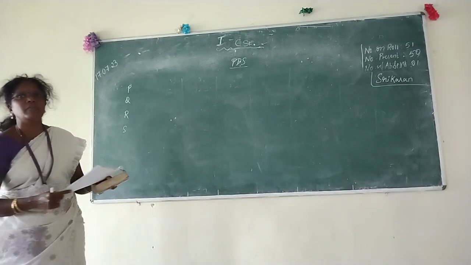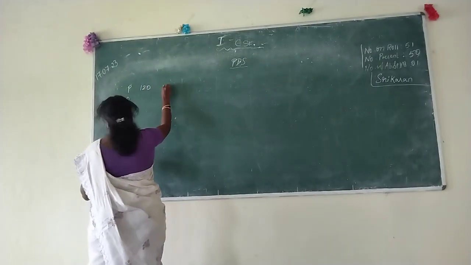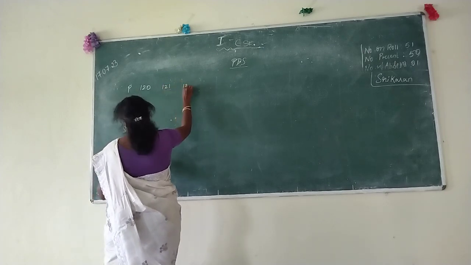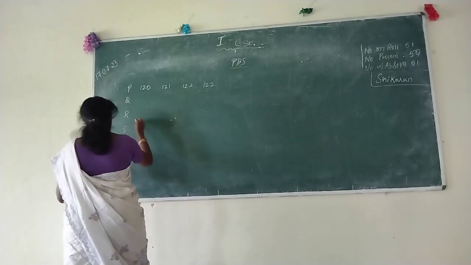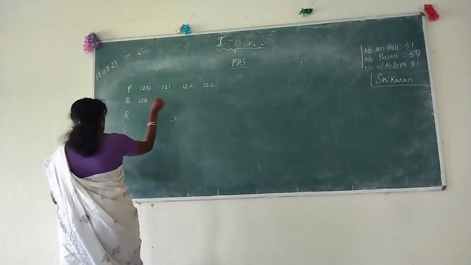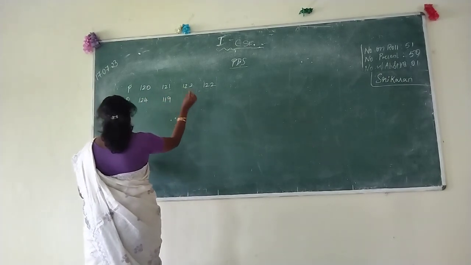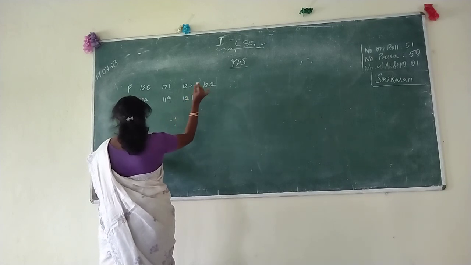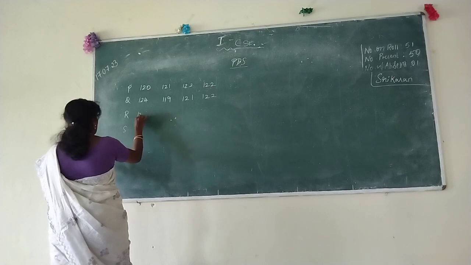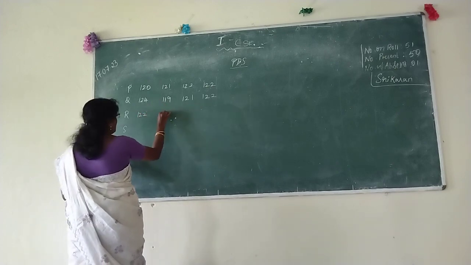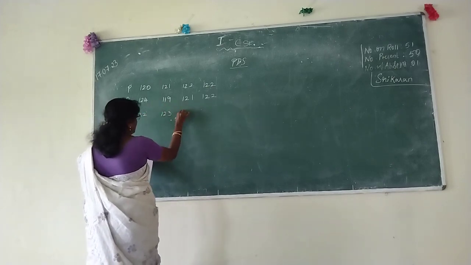What are the P values given? 120, 121, 122, 122. Q values: 124, 119, 121, 122. R values: 122, 123, 1.